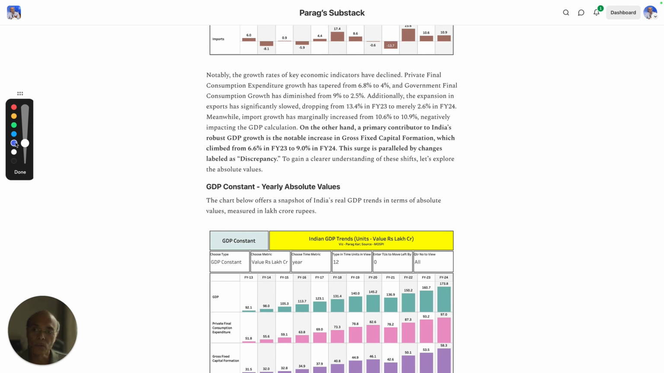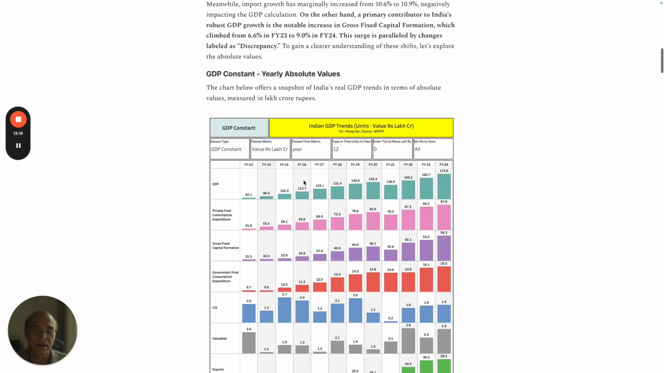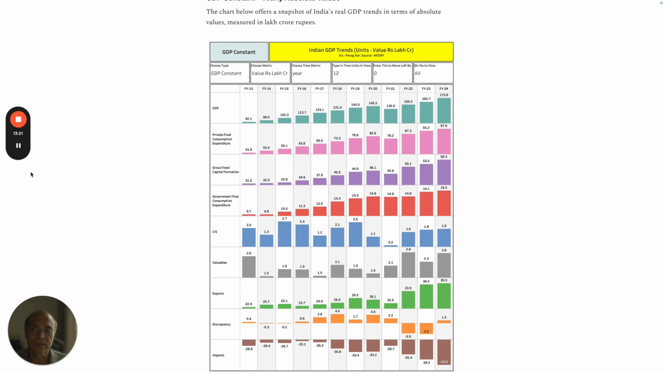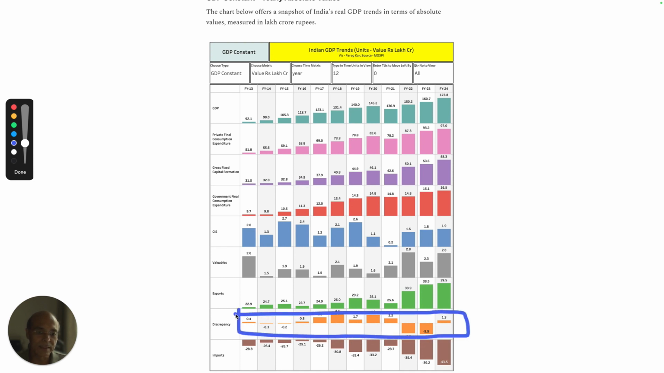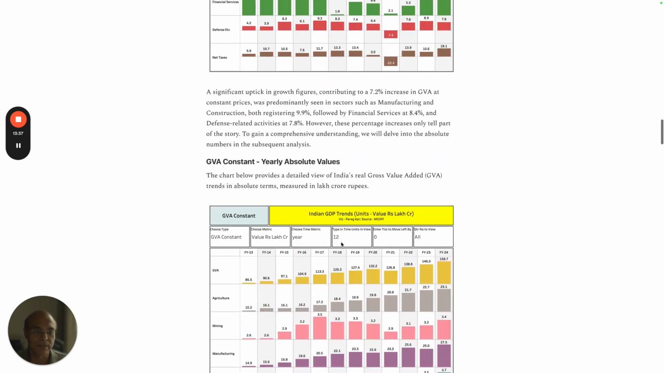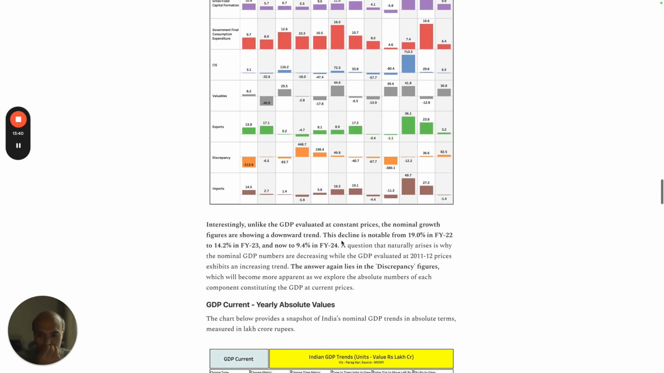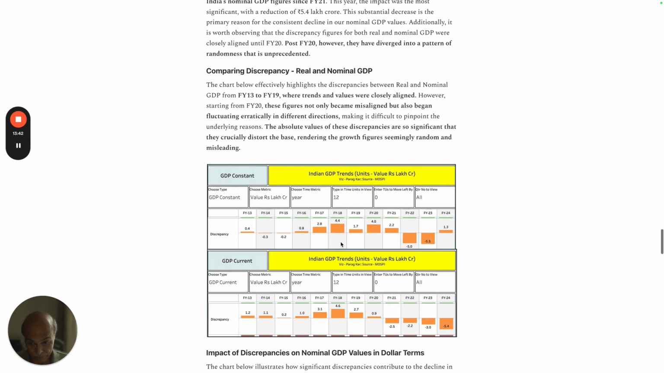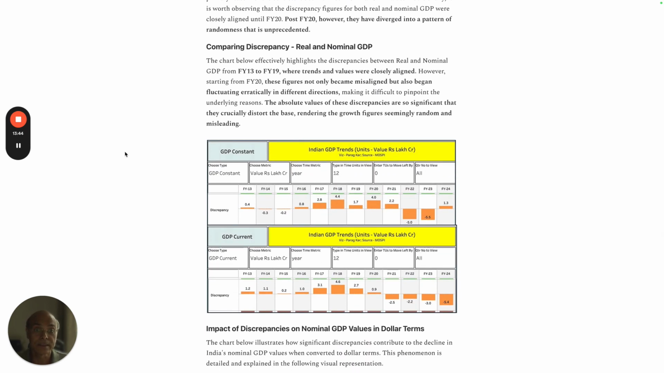So there are two ways of calculating GDP. One is the consumption model, another is the production model. Now, in order to match the consumption and the production models so that they are basically equal, we add this discrepancy factor. This is the discrepancy, this block. Now you will notice that the discrepancy numbers have been changing a lot, and I'm going to show you how this discrepancy has changed over a period of time by comparing the discrepancy of nominal versus real GDP. Now this table is very, very important.